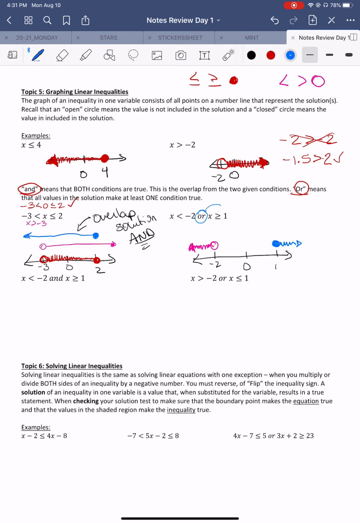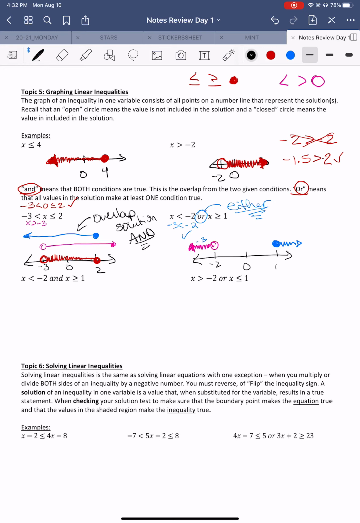That means that any number that works for either of these inequalities makes the statement true, so it works as your solution. For example, less than -2, I can pick -3. Is -3 less than -2? Yes. Is it greater than or equal to 1? No, but it doesn't have to be because it can be true for either statement.